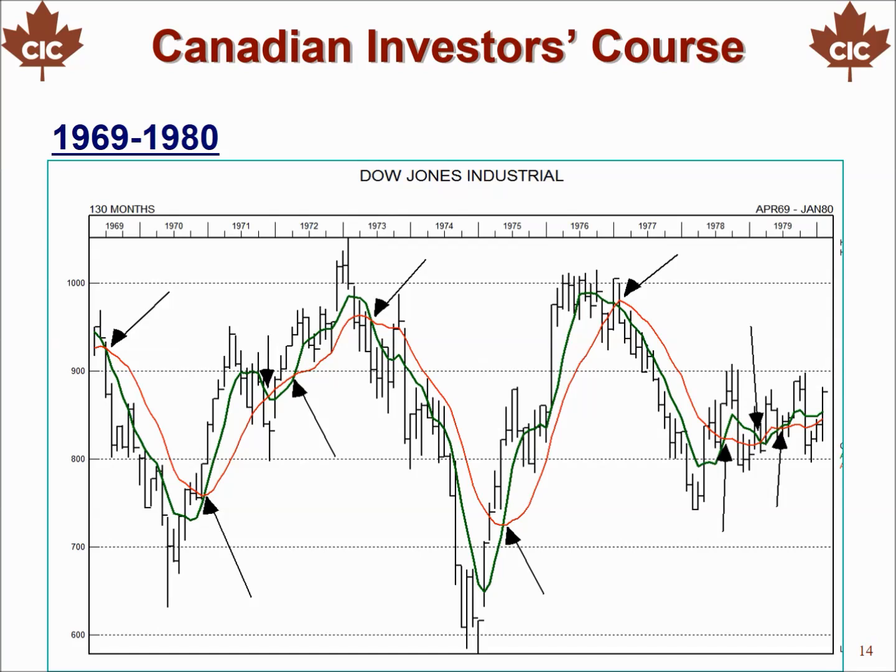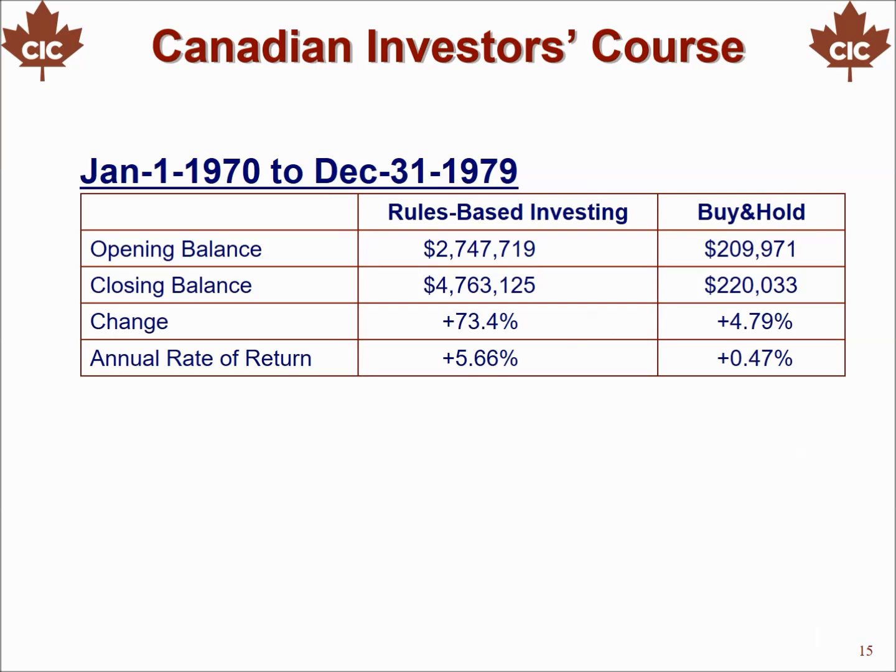1969 to 1980, totally a sideways market. Here rules-based investing dominates, and there are the results again. Annual rate of return for buy and hold is 0.47%. Annual rate of return for rules-based investing is 5.66. Our original 1929 $100,000 is now worth 4.7 million with rules-based investing, and the buy and hold strategy $100,000 is worth 220.